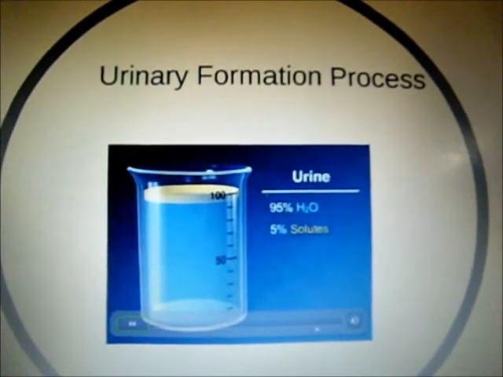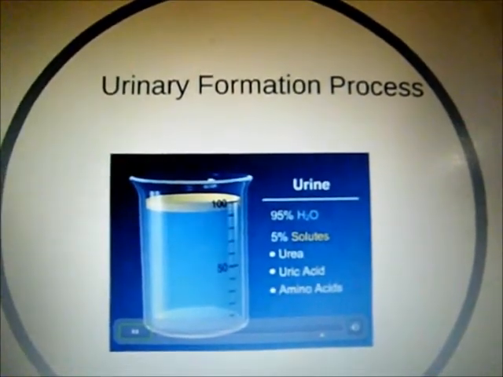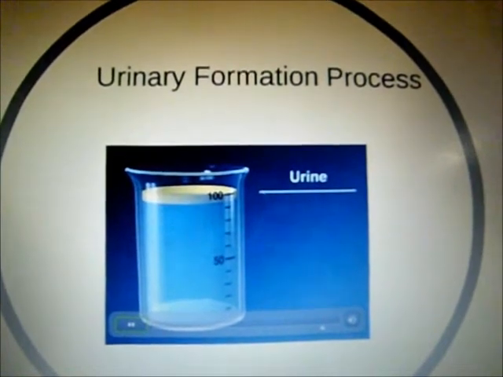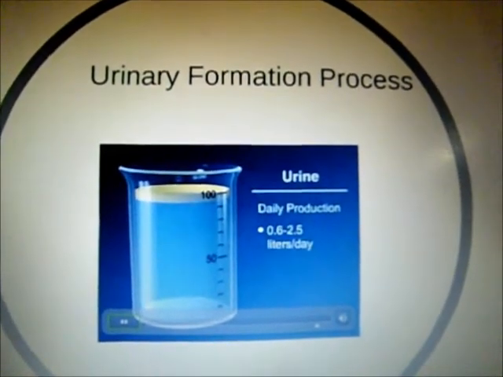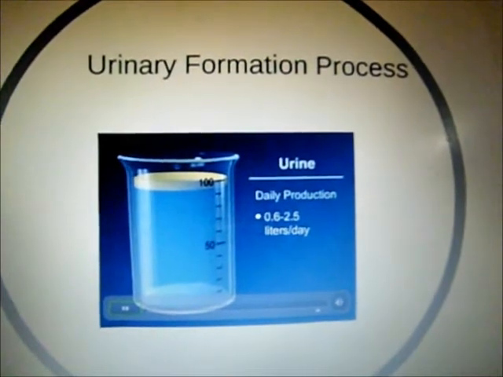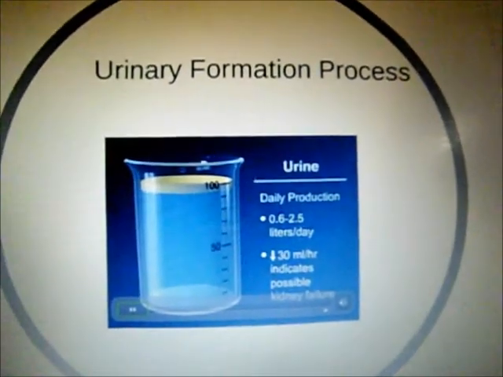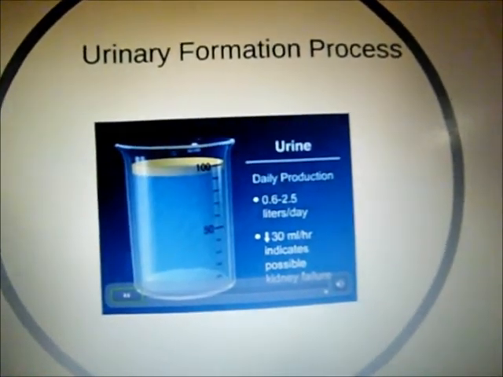Urine is about 95% water with a balanced amount of urea, uric acid, amino acids, and electrolytes. The daily production is about 0.6 to 2.5 liters per day. Urine production below 30 milliliters per hour indicates possible kidney failure.